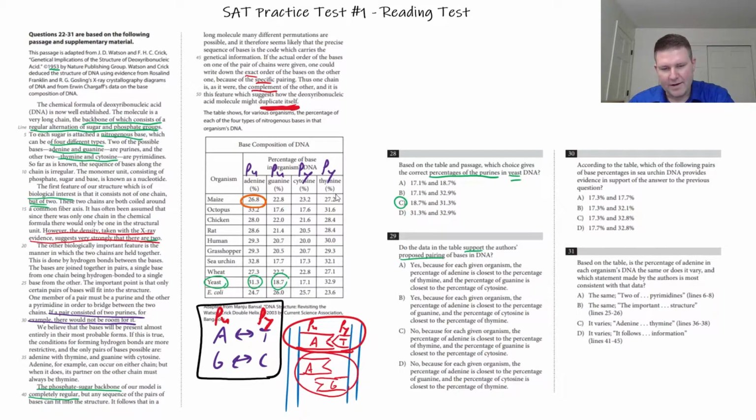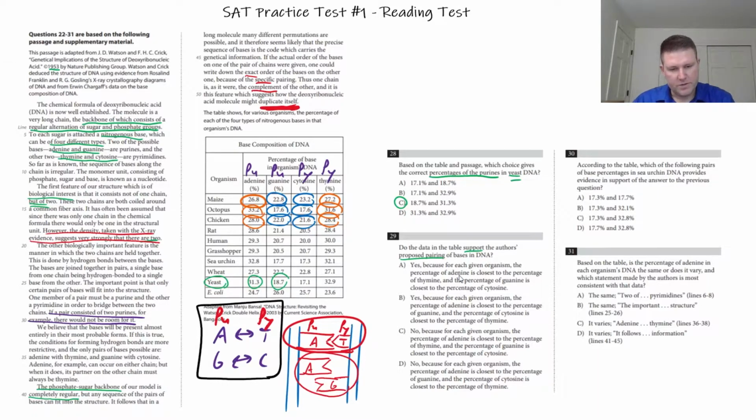So if you look at adenine and thymine, those are both really close to 27. And then if you keep going down through here, octopus is 33.2 and then 31.6, pretty close, right? And then for chicken, 28 basically. And then I'll use another color. I guess we'll go back to blue. So look at the guanine and cytosine percentages. See how those are really close? Like basically 23, basically 17, basically 22, right? So everything's matching up exactly the way Watson and Crick said it would.